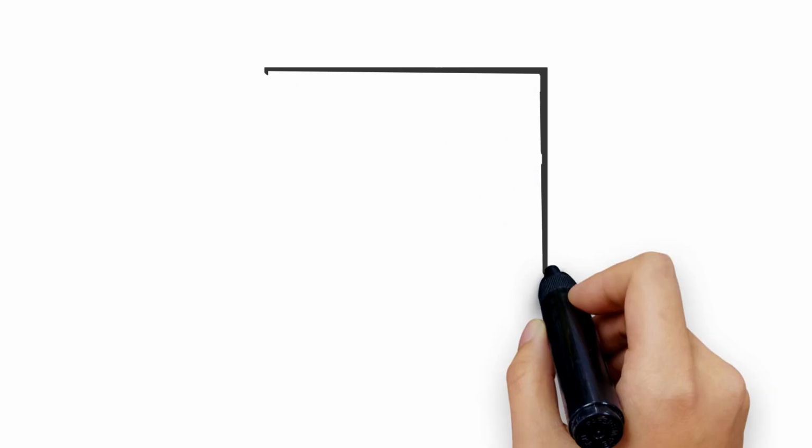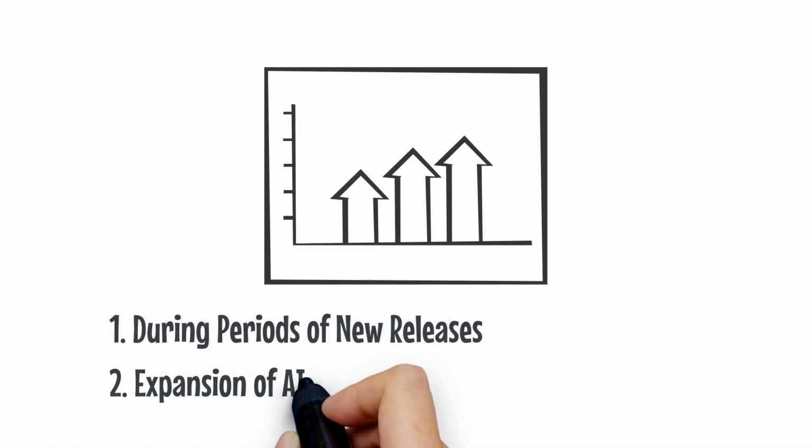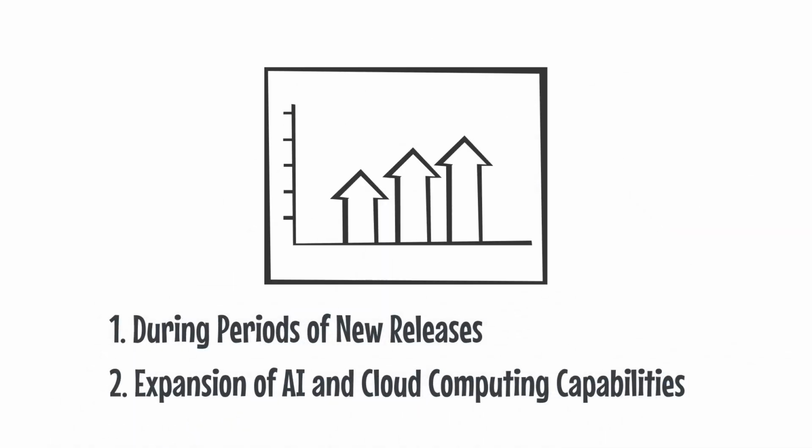The company's sales can be somewhat seasonal, with higher demand during periods when new games or devices are released, or when companies expand their AI and cloud computing capabilities.